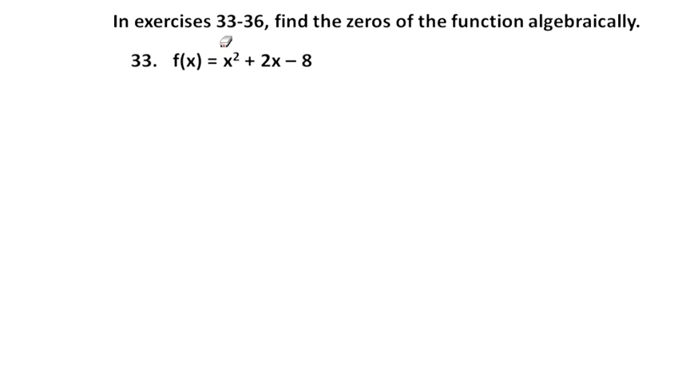And exercises 33 to 36 find the zeros of the function algebraically. So to do that, there are different ways to do that. You can use a quadratic formula. Probably the easiest way to do it, algebraically if you can, is to find the factors. And that would be to rewrite this function in factored form. And when you find these factors, it's going to be easy to use the zero factor property and find the zeros.